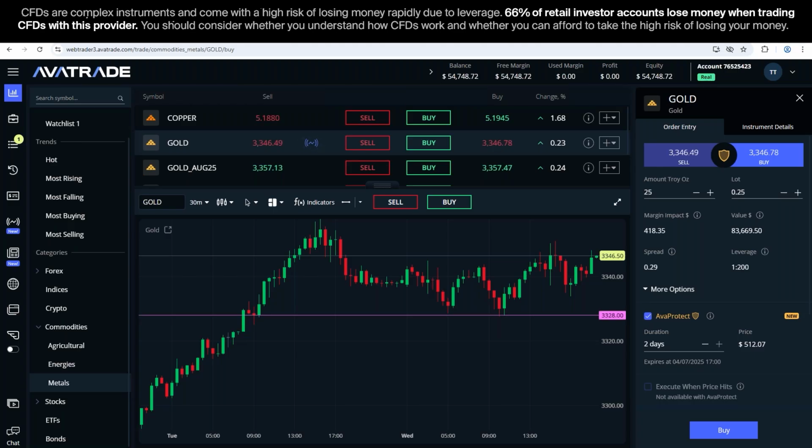Whatever that amount is for you, each trade you set up, you should try and make sure you stay within the risk management that you're comfortable with. So I'm looking at risking 512. I say risk, I'm going to pay that up front for the protection, and then that's my risk for the protected time period. AvaProtect protects you until the expiry day and time of the protection.